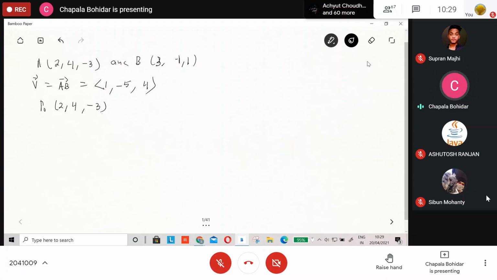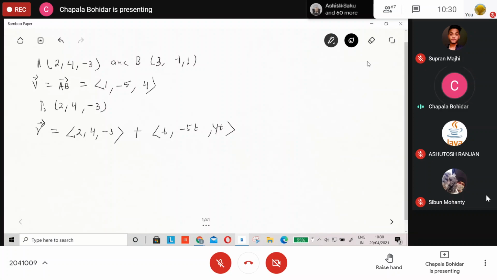Okay. So our R vector is equal to, from here, what do you write down? The vector (4, -3) plus t into v, that is (t, -5t, 40). Clear? Yes, ma'am. Okay, I can write down.